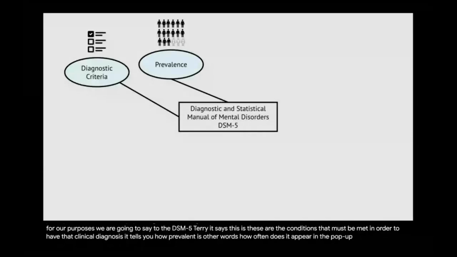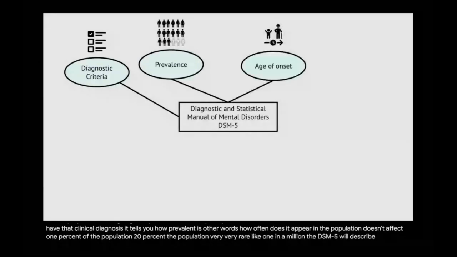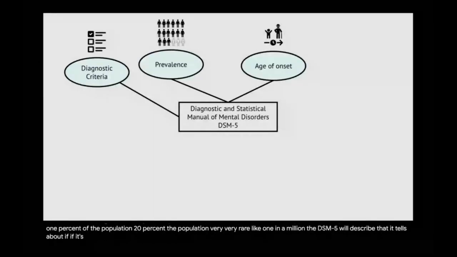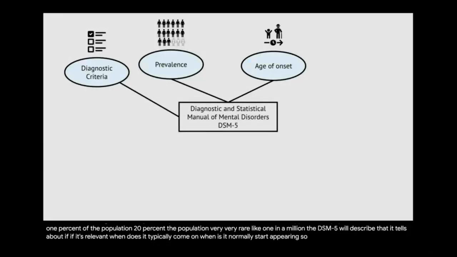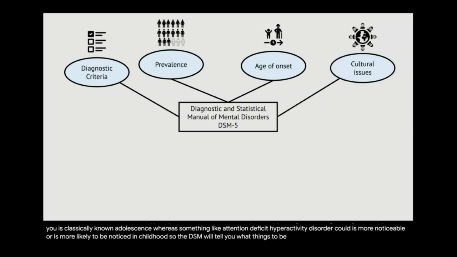Does it affect 1% of the population, 20% of the population? Very, very rare, like 1 in a million? The DSM-5 will describe that. It tells about, if it's relevant, when does it typically come on? When does it normally start appearing? Schizophrenia, for example, is classically known to start appearing in late adolescence, whereas something like attention deficit hyperactivity disorder is more likely to be noticed in childhood. So the DSM will tell you what things to expect in terms of age.